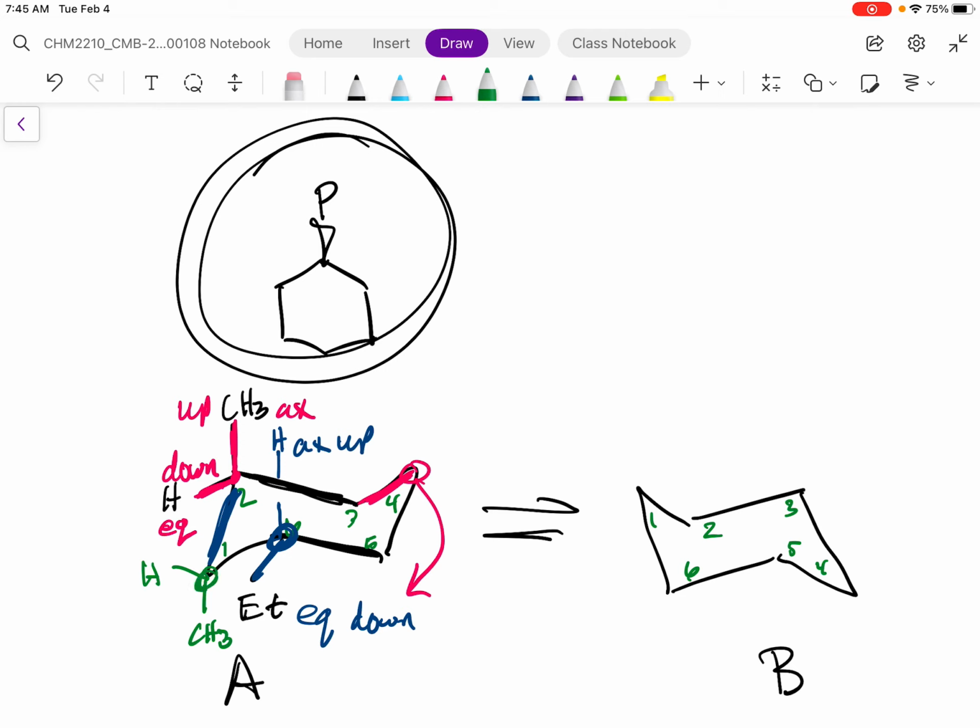Now look at that carbon right there. Do you see how it's pointing down? And so this methyl right here is still axial because it's going straight down with that pointed carbon. So this bond right here is straight down. So that's down and axial. And this is an equatorial bond that is pointing up with respect to that pointed carbon. So that is up and equatorial.